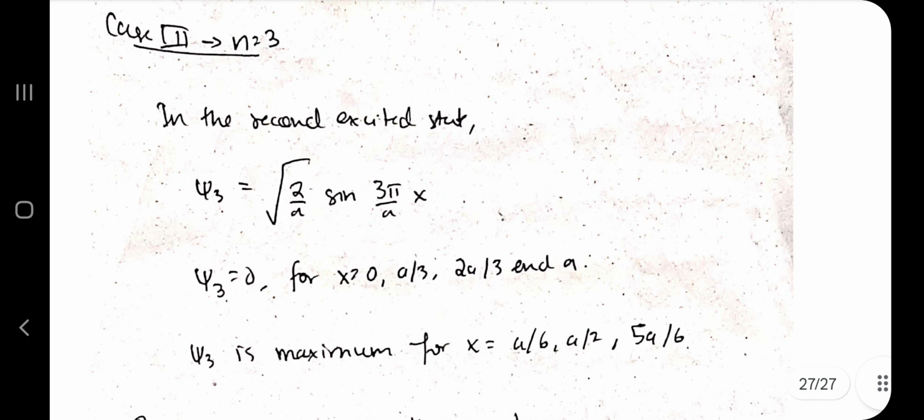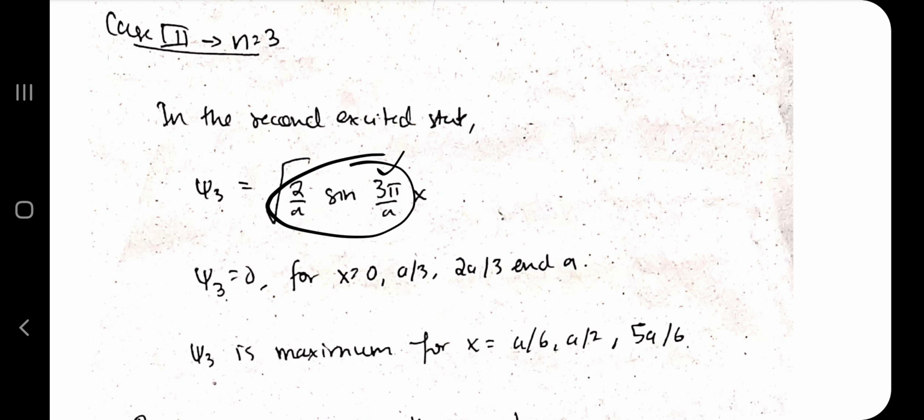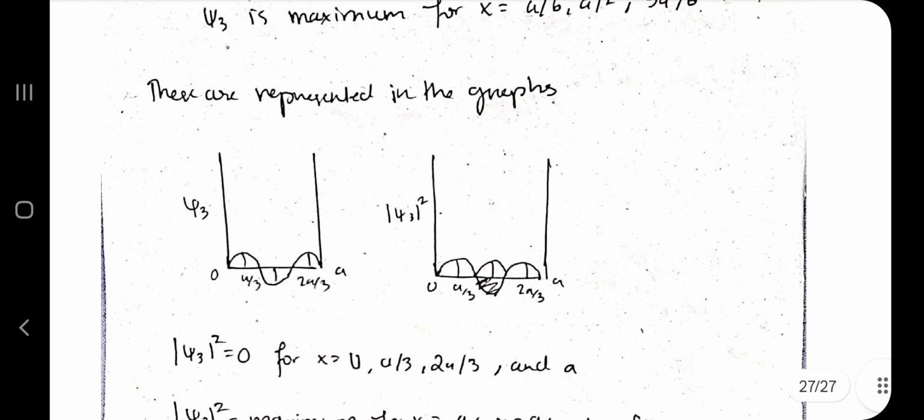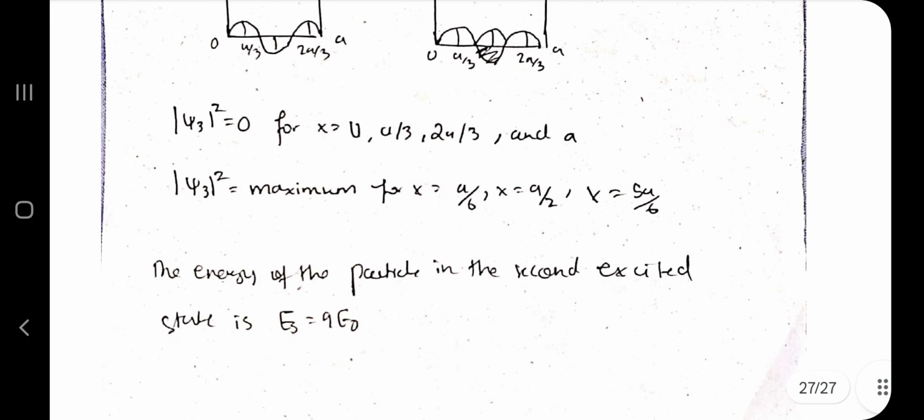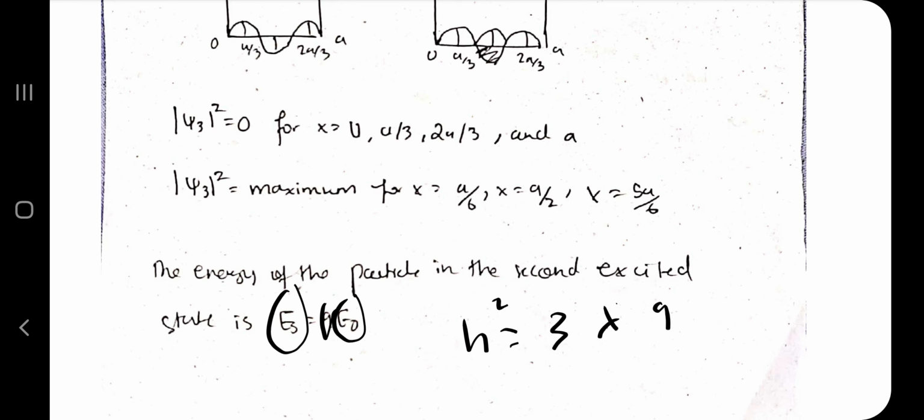In the same way for n is equal to 3, it will be 3 pi by a, and the maximum values are at a by 3 and 2a by 3. So the change happening here is that the maximum values are changing, and we get E3 is equal to 9 E naught. How did we get 9? Same case, n square, n is equal to 3 here, so it will be 9, and E naught is same as the previous one.